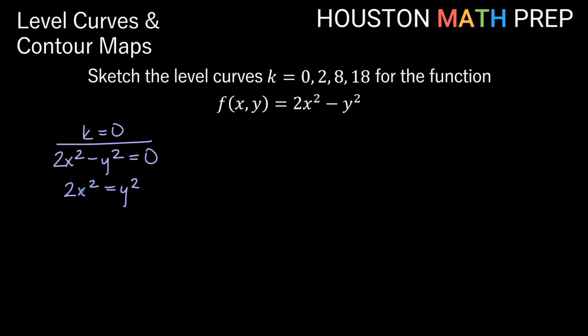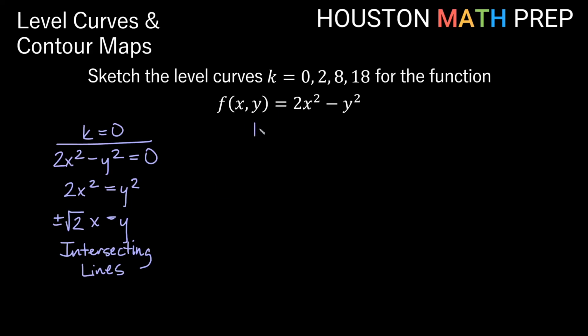If I want to solve for y, square rooting both sides would actually give me plus or minus the square root of 2 times x is equal to y. And so these are actually going to be lines, there's 2 of them, with slope positive root 2 and negative root 2. And they intersect at the origin. So these are going to be intersecting lines here.